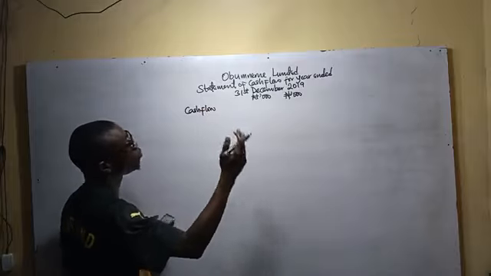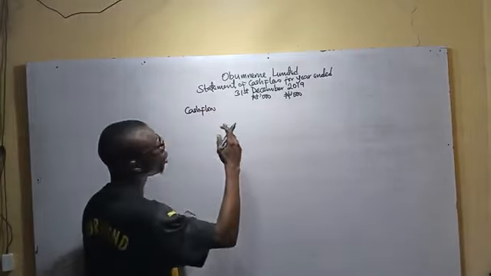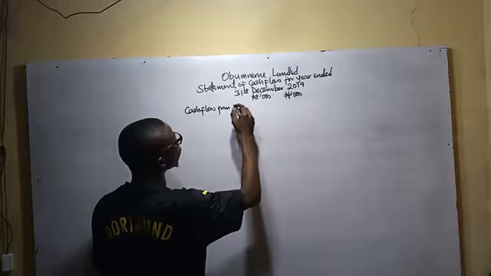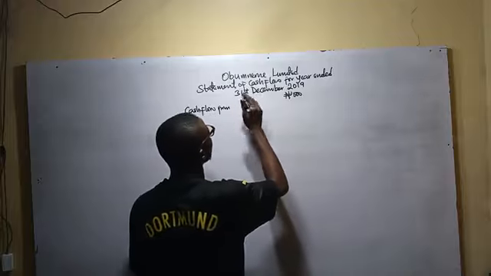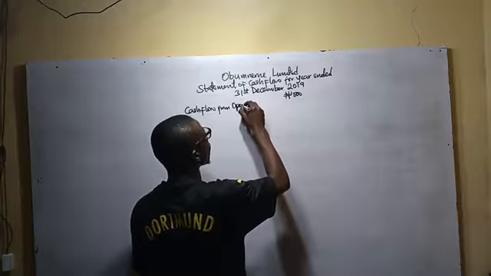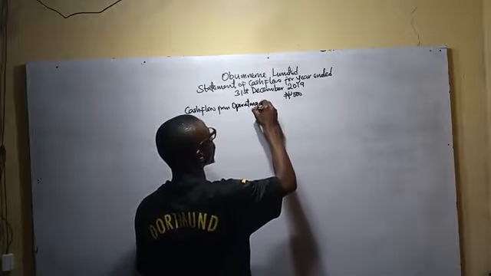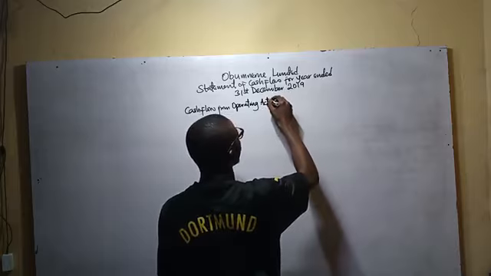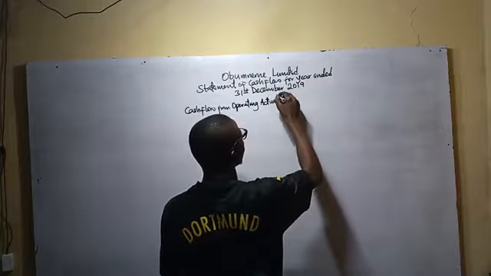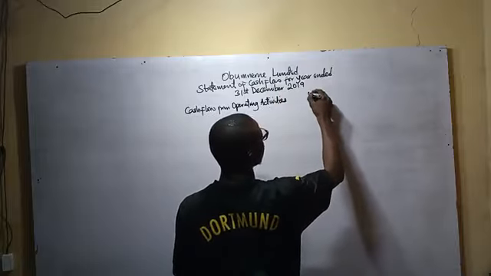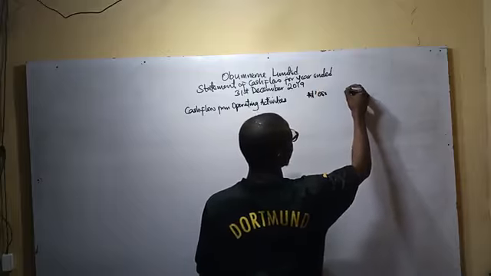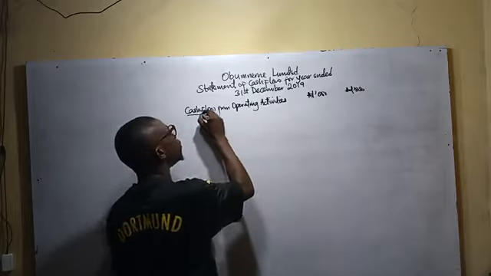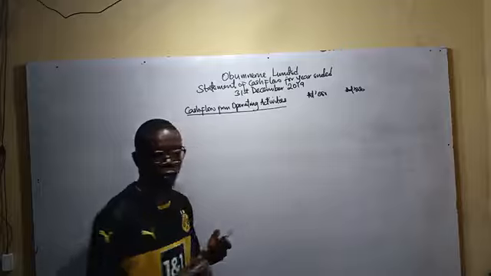Don't forget, I told you our statement of cash flow is divided into three aspects. We have cash flow from operating activities. So we have cash flow from operating activities. So let's look at it under the direct method.